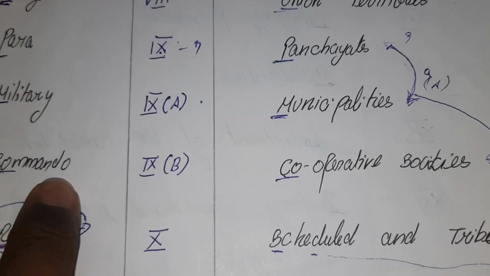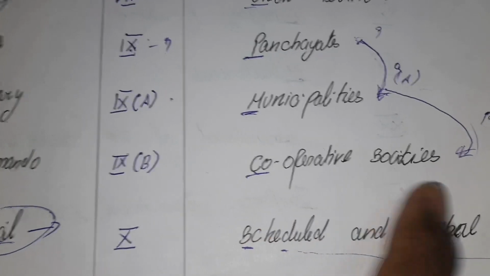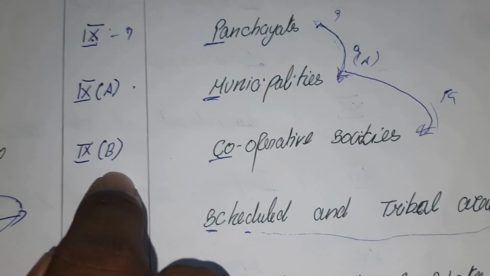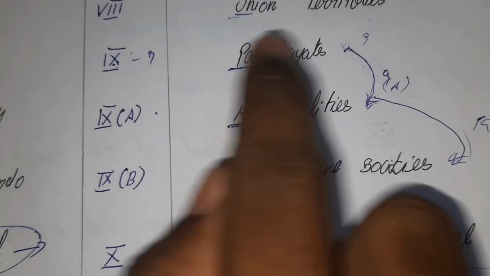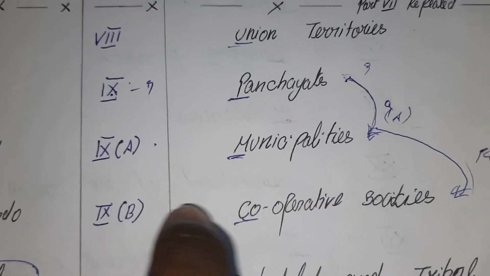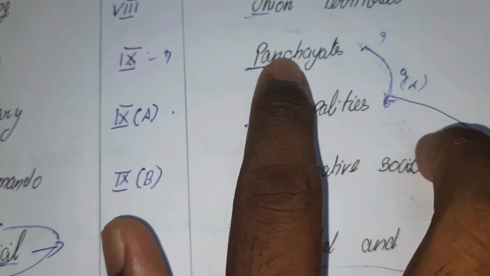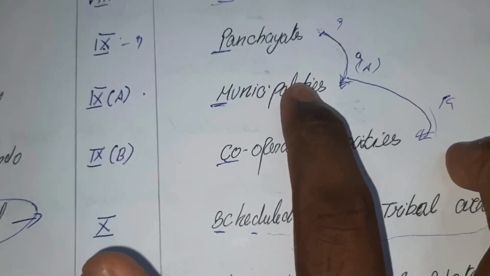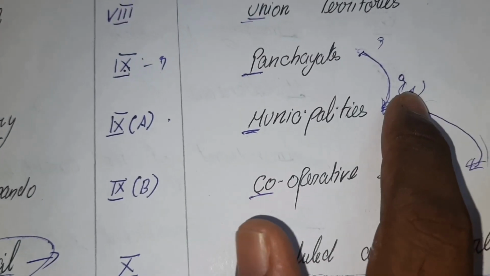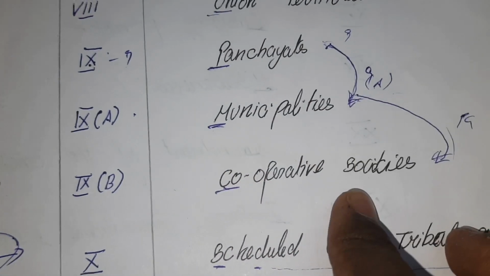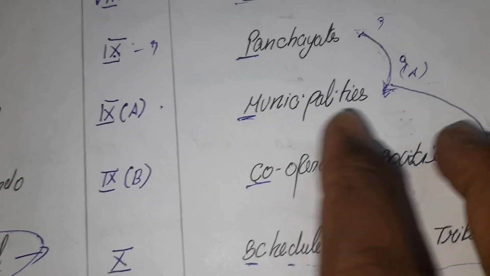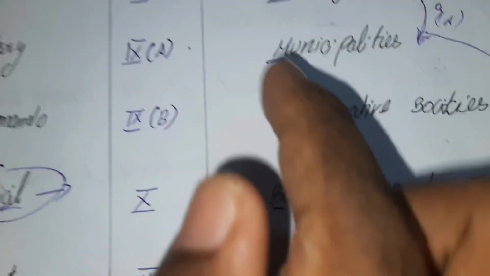The first letter of commando, C, denotes Cooperative Societies, which is 9B. The simple method to remember this is that 9A and 9B were added after an amendment. Panchayat is a small one, so it is the ninth part. Municipality is bigger compared with Panchayat, so there is an additional A, 9A. Cooperatives are bigger compared with municipalities, so there is 9B. It is a simple method to remember 9A and 9B.